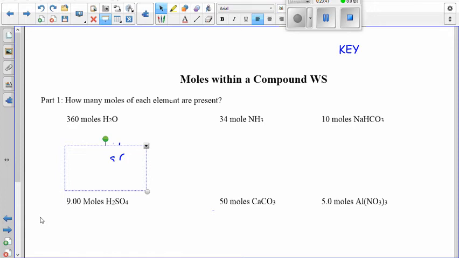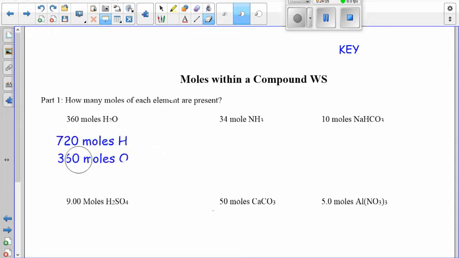So here's that first one. We got 360 moles of H2O. Meg, how many moles of O are in 360 moles of H2O? Right. And how many moles of H are in 360 moles of H2O? Right. Yep, which would be 720. Exactly. Okay? Spend like 30 seconds, see if you can do 1 or 2 more of those.